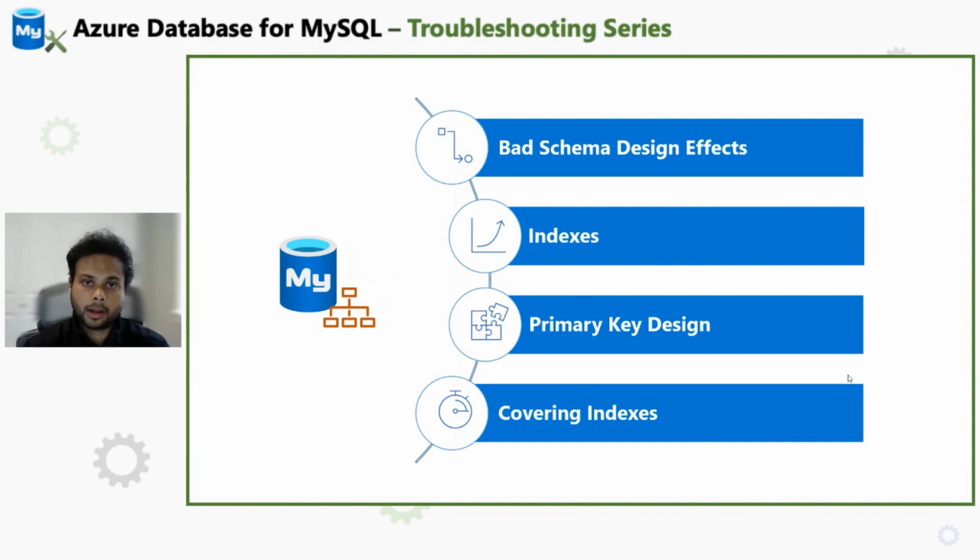The first is how a bad schema design can affect your database environment as well as your application environment. Then we move into indexes, and we'll look at some side effects of not having indexes as well as overusage of indexes that are not being utilized by queries. Then we'll look at some data type considerations and how you need to consider data types for your primary key design. And finally, we'll close today's topic with covering indexes.